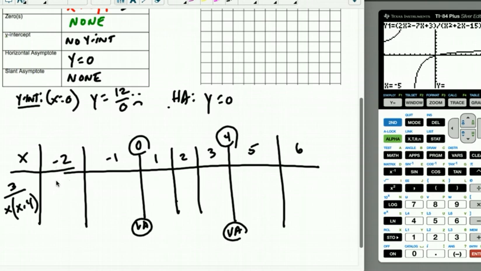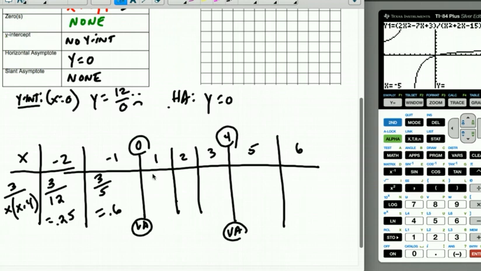So it's going to be a 3 on the top every single time, right? Because they're all just 3s. When I plug in the -2 on the bottom, I'm going to get a -2 times a -6, which is a 12. So I get a 1/4 or a 0.25. When I plug in -1, I'm going to get a -1 times a -5. So that's a 5. So that's a 0.6.